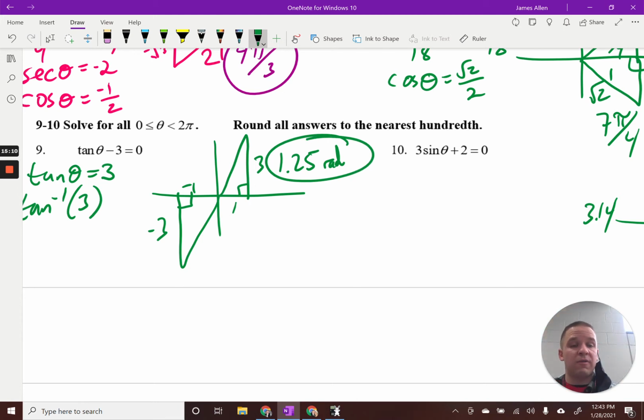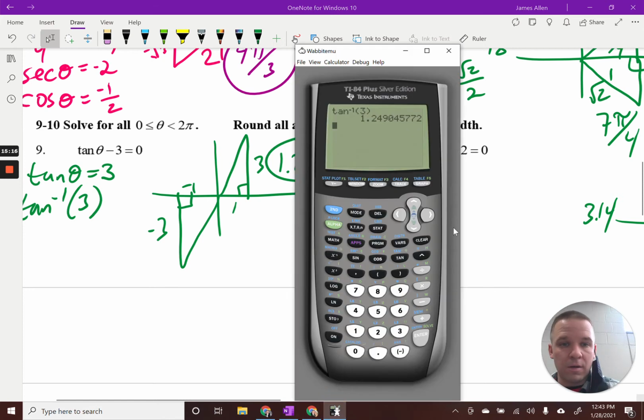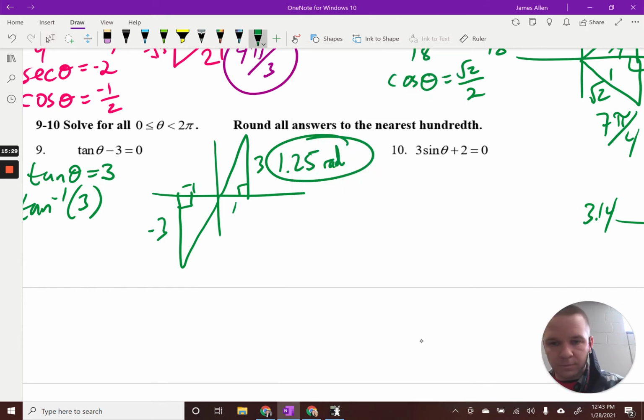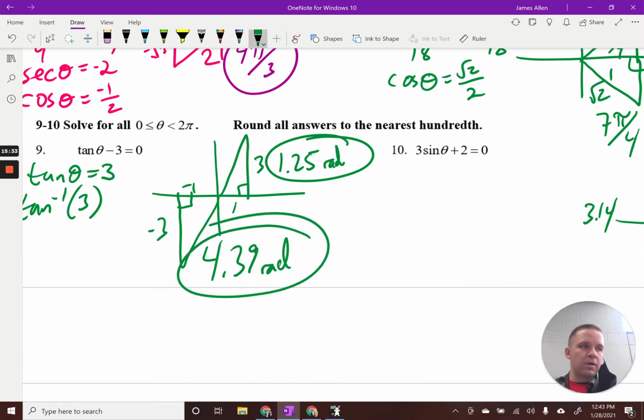Now for my third quadrant, let's see here. Instead of 180 plus whatever that reference is, I'm going to do pi plus that reference, right? So I can just do plus pi. That would give me my third quadrant there. Had it been in the second quadrant, I would do pi minus that value, right? So it's 4.39 radians. Awesome sauce. Big fan of that one. Good stuff. So it's all about getting that reference, okay?